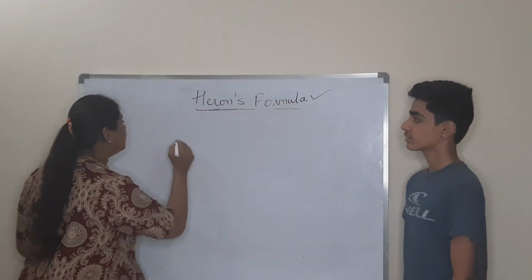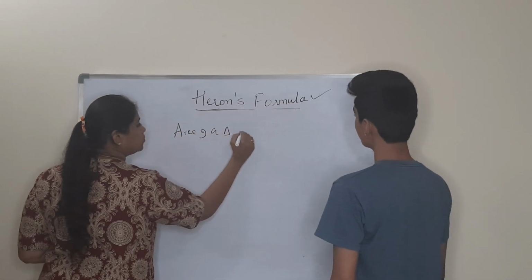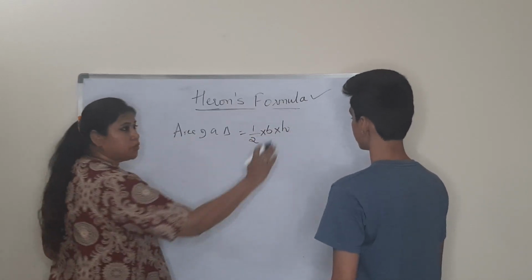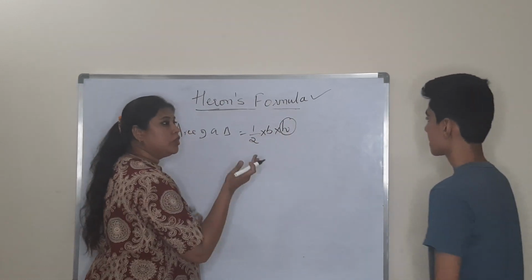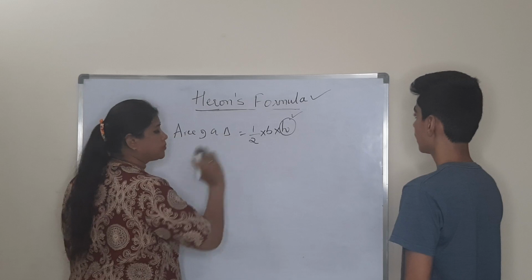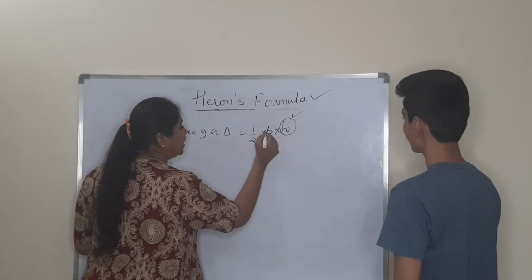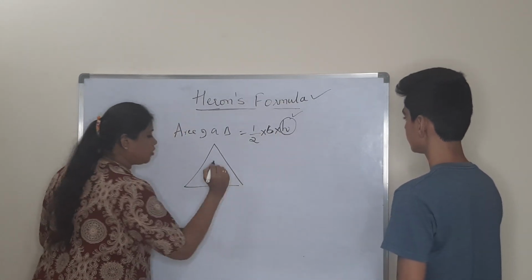Okay. Zaid, you remember what is the area of a triangle? Ma'am, area of triangle is half into base into height. Yes. So half into base into height is what you have learned in your previous classes. When your height was missing, you were drawing perpendiculars and obtaining the height, and then you substituted it in the area of the triangle. Is it not? And now I'll tell you why Heron's formula is used.